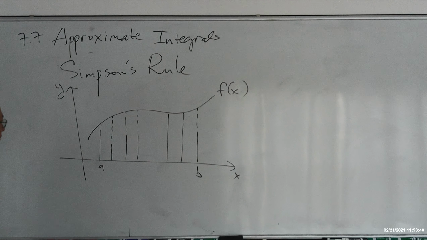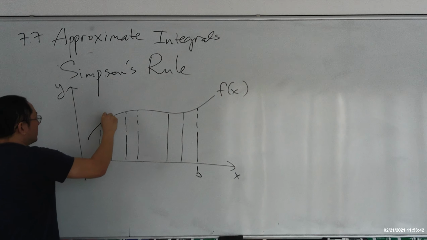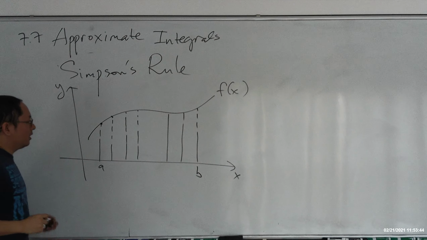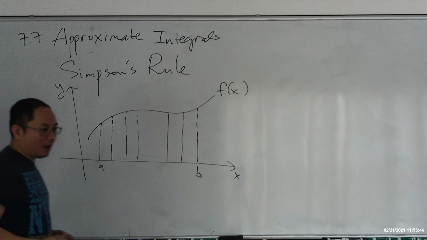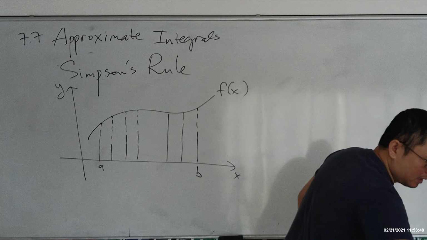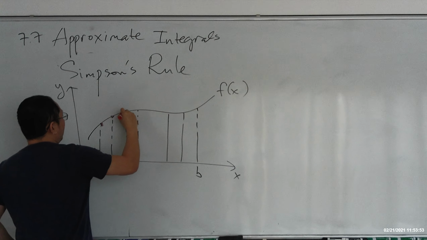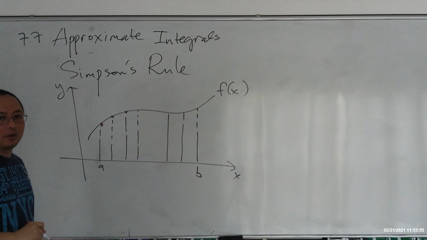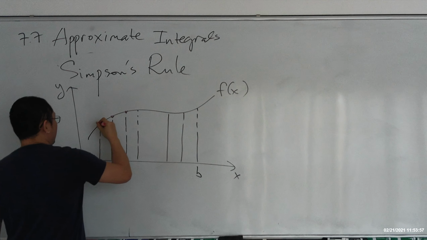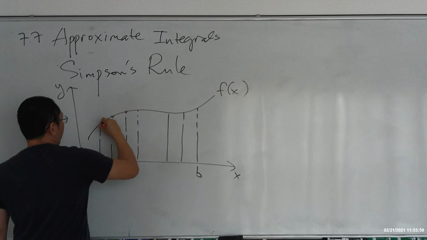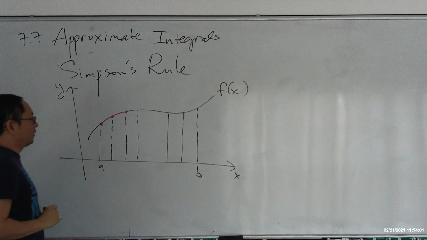And instead of using 2 points and then approximating the area of each column, now we're going to use 3 points. Let me use a different color. Whenever you have 3 points not in a straight line, you can always find a quadratic function, a parabola graph, that goes through the 3 points.